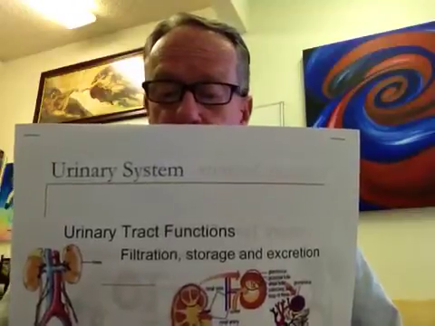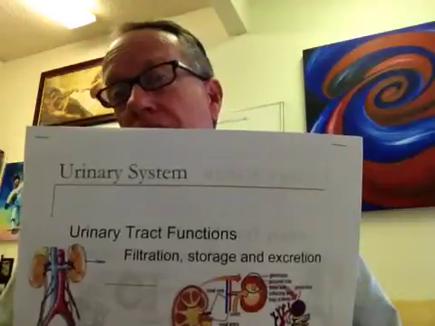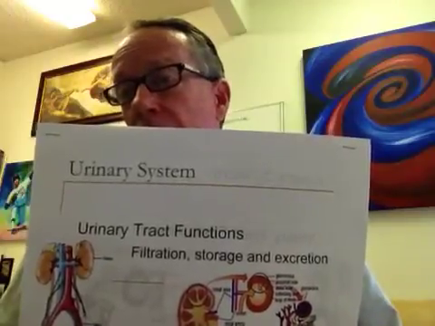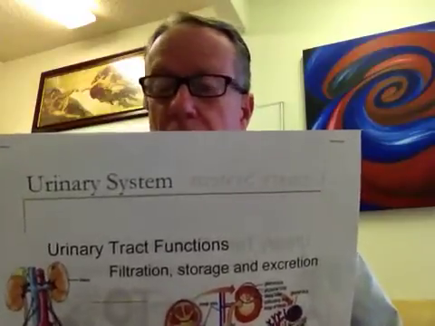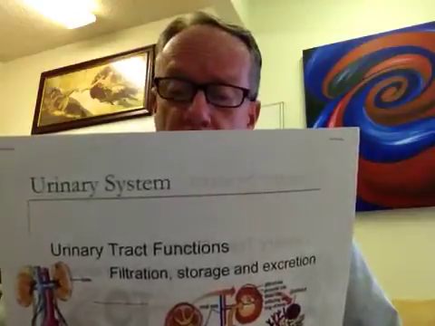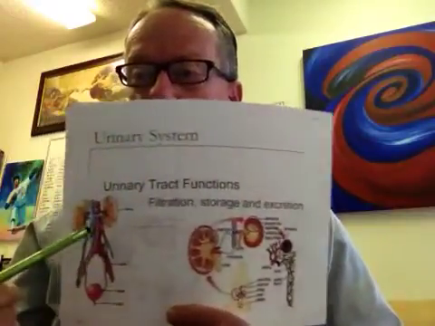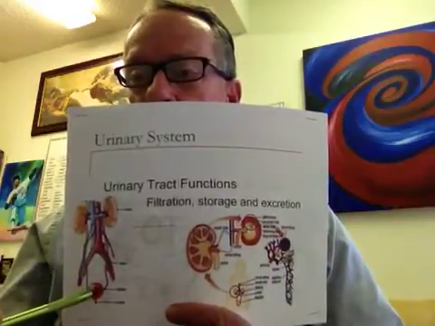So the excretion part happens from the urinary bladder through the urethra for urine to be expelled. The storage happens in the urinary bladder, and the filtration happens in the kidneys, and through the ureters from bilateral kidneys, urine is deposited into the urinary bladder.